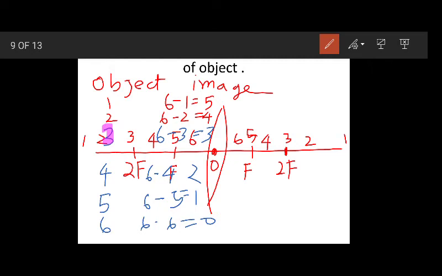In this case, a virtual image will be formed, and the image will be formed on the side where the object is placed. I mean, object position and image position will be on the same side of the lens. So now we will do some practical work, we will practice something.